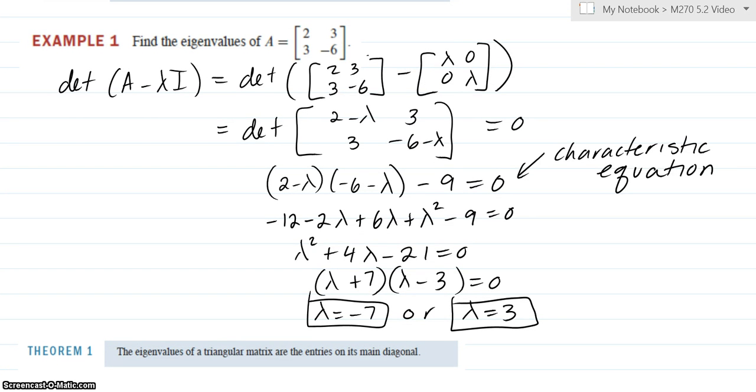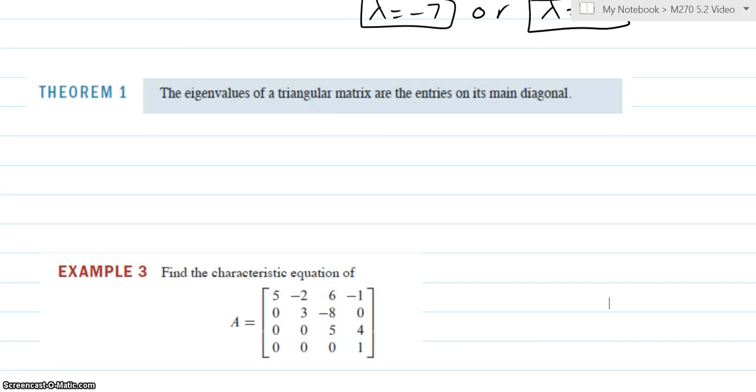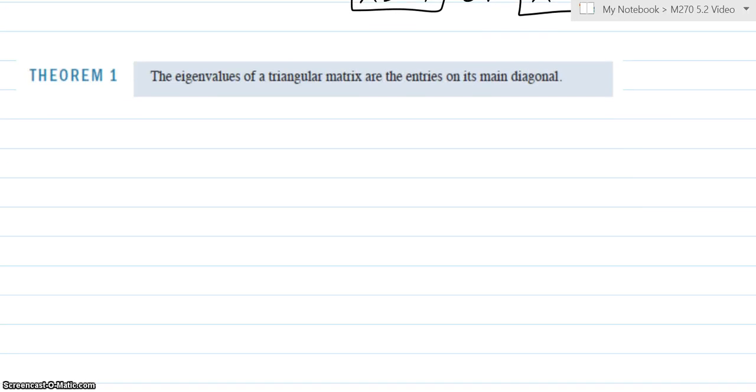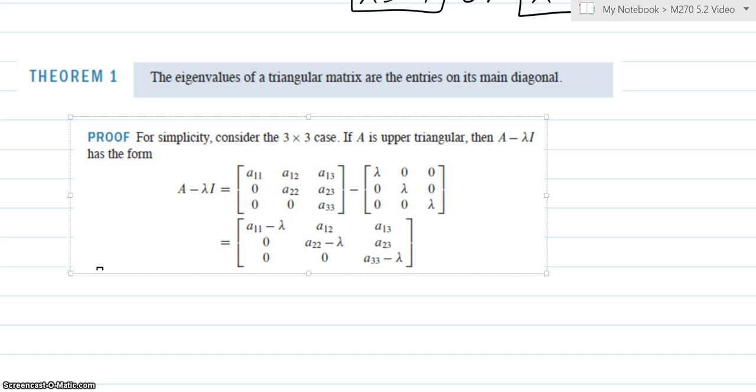So next is a theorem, actually from the last section, that says the eigenvalues of a triangular matrix are the entries on its main diagonal, which was pretty easy to prove before this section, but now it's even easier. For simplicity, let's just consider the 3 by 3 case. If A is an upper triangular matrix, or it could be lower, it doesn't really matter, you can see A minus lambda I is still going to be a triangular matrix, and here it is right here. If you look at the determinant of that, we know that the determinant of a triangular matrix is just the product of the entries on the main diagonal.